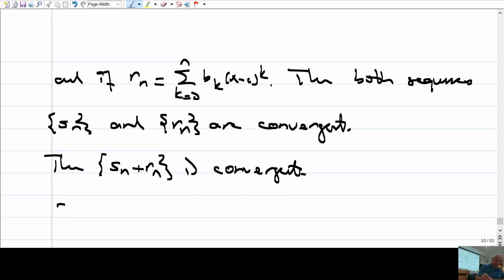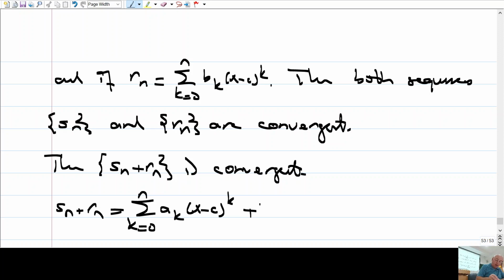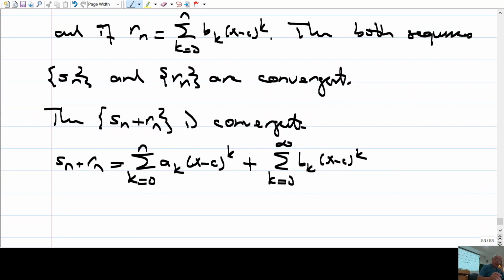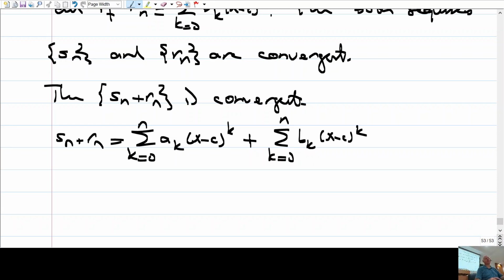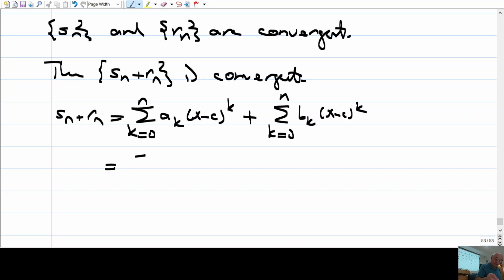And what is this Sn plus Rn? Sn is this finite sum, k from 0 up to n, ak times x minus c to the power k, and Rn is this, the sum from 0 up to n of bk times x minus c to the power k. Okay, these are two finite sums. They are not infinite sums. Since they are finite sums, I can just write it this way.